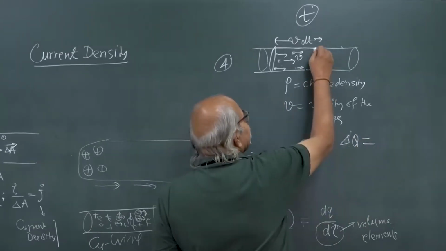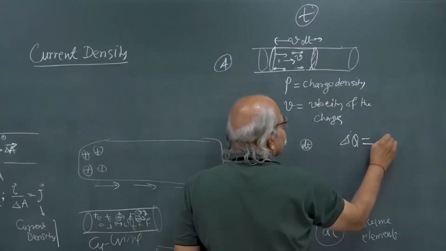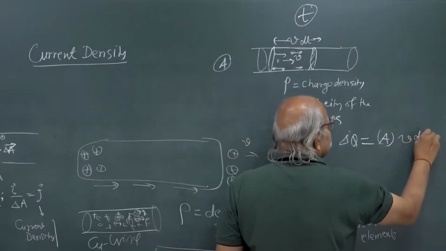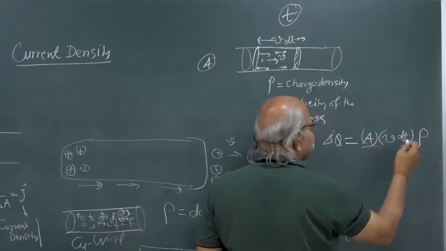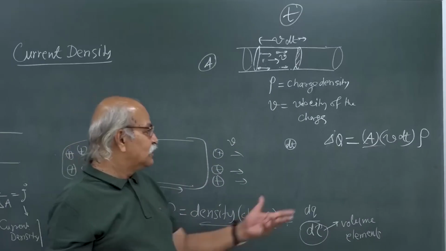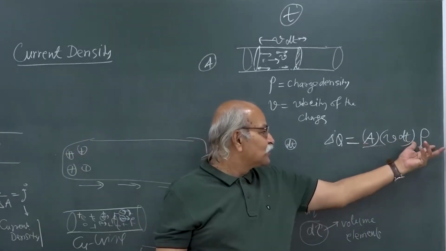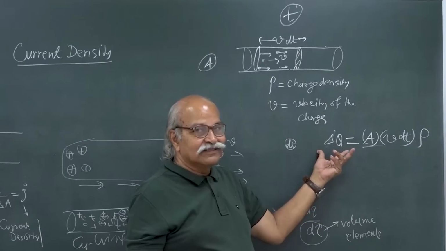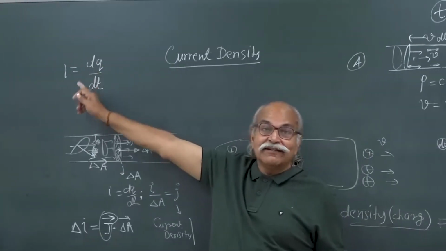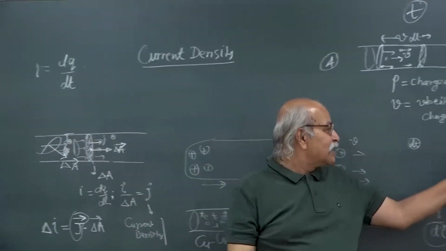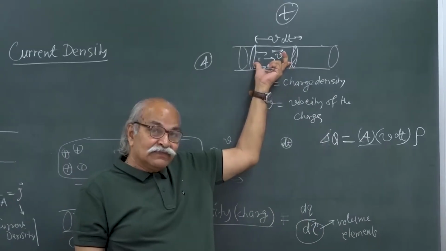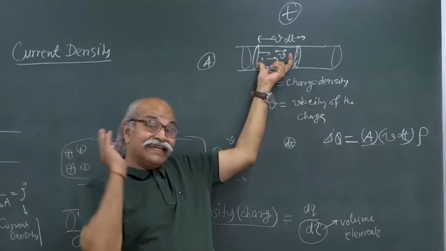That charge will be, this is area A, then this is length v dt. So this becomes the volume, multiplied by rho. Rho is the charge per unit volume. So this is the volume, and rho multiplied, you get charge delta q. It's not this dq flowing in time dt. This charge that I am writing here is the charge contained in the cylindrical volume at that time t.